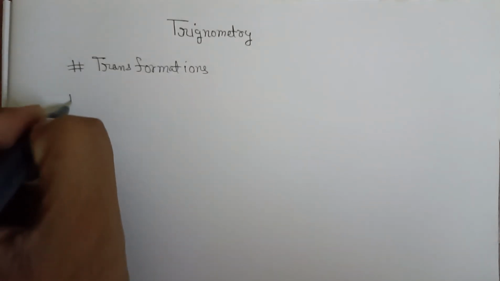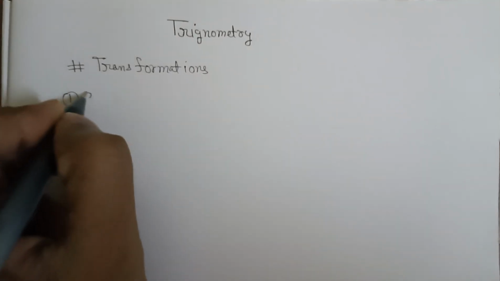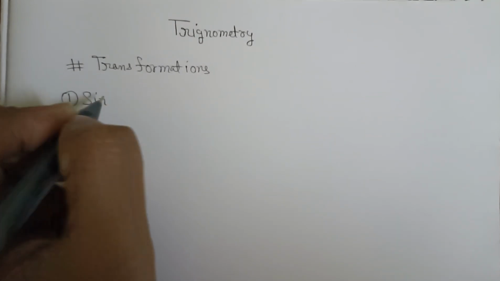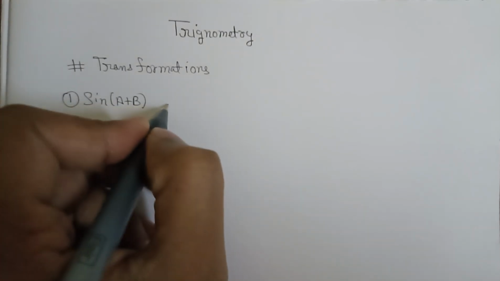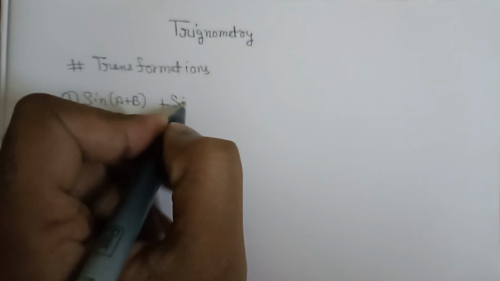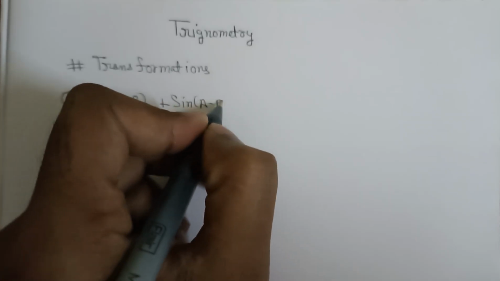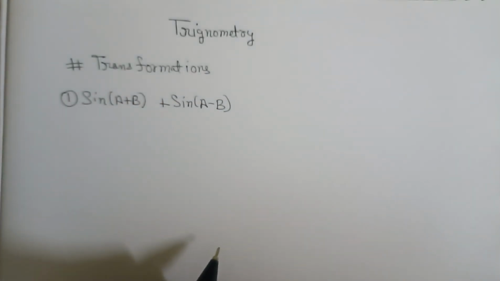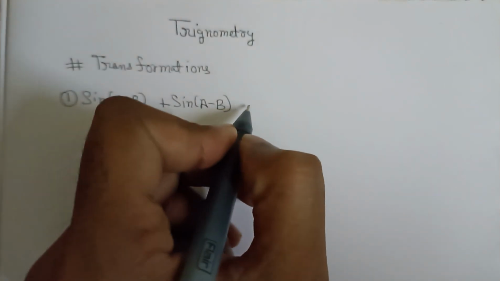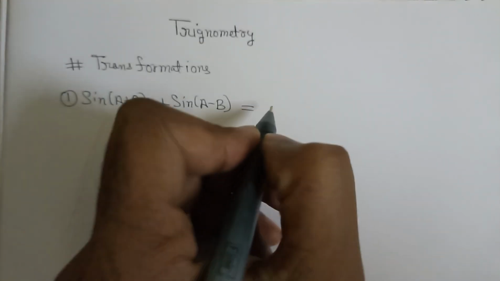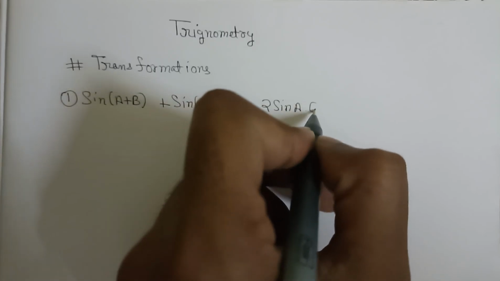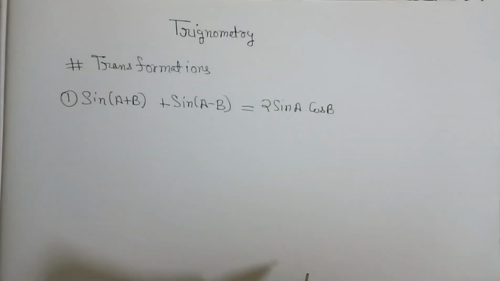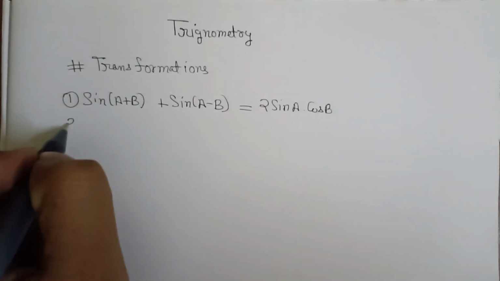First formula is sin(a+b) plus sin(a-b). Can you tell the value of sin(a+b) plus sin(a-b)? This will be equal to 2 sin a cos b.